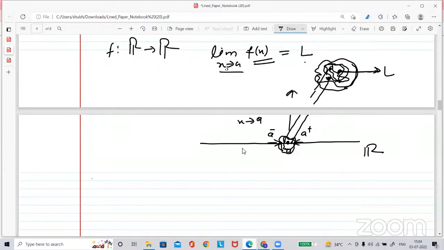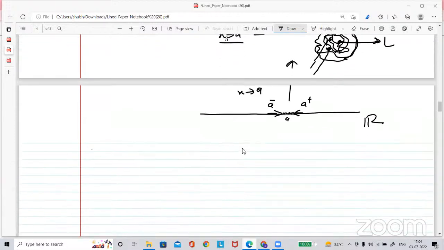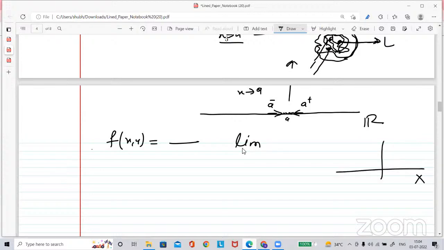And we have only two sides. If you are approaching a, the point will come either from this side or from this side. But now let's come to multivariable. Let's assume, instead of a single variable, two variables. Suppose we have a function, some expression is given to you, and I want to find the limit. Let me make it here. So this is the x-axis, this is the y-axis.